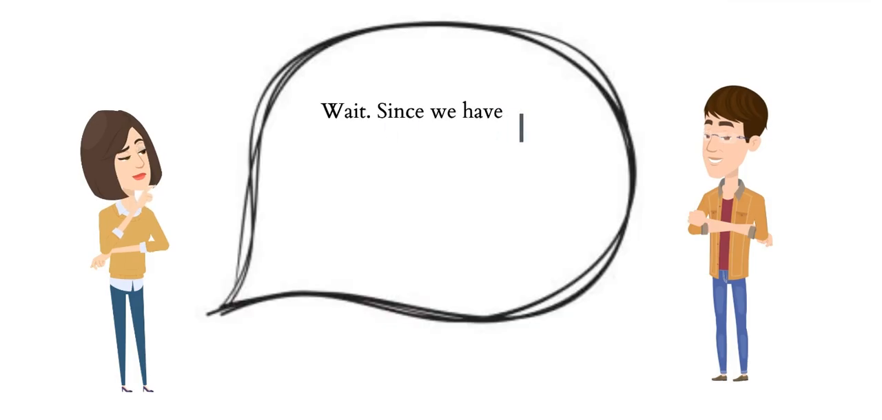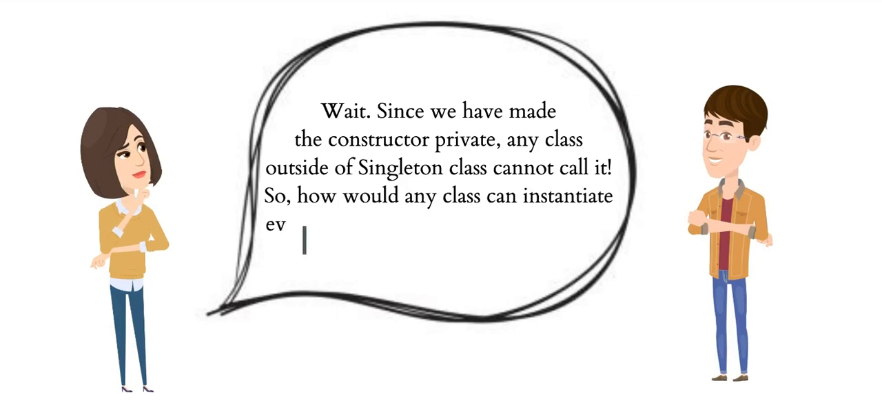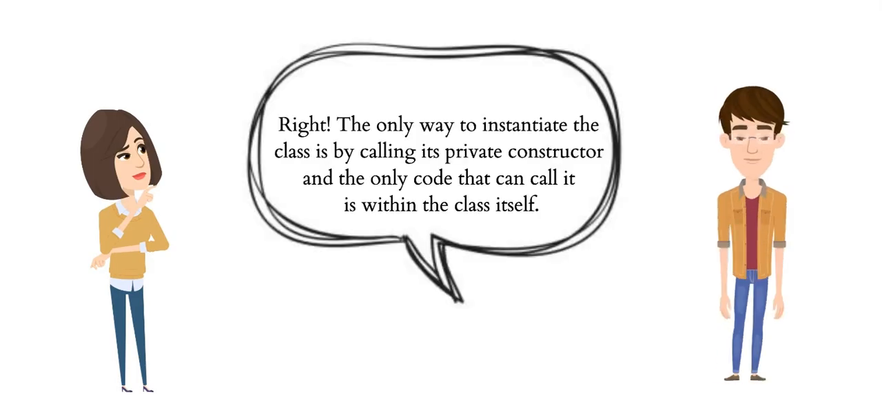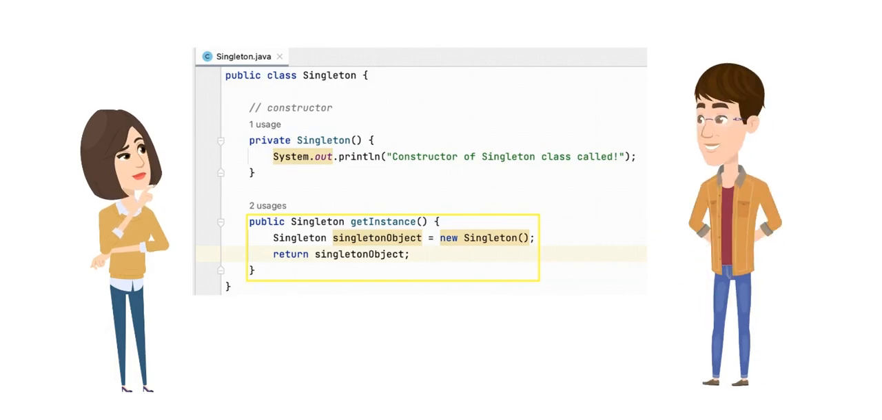Wait. Since we have made the constructor private, any class outside of singleton class cannot call it. So, how would any class instantiate even one object of this singleton class? Right. The only way to instantiate the class is by calling this private constructor, and the only code that can call it is within the class itself. Hence, if we create a method in this class that creates an object of this class, then by calling the method we can get an object of the class.